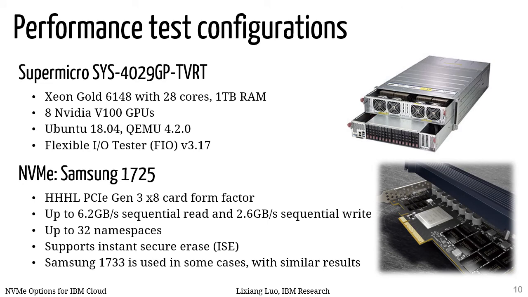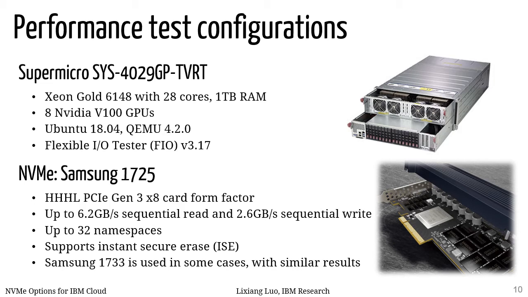So here is the performance test configuration. The server nodes we use are manufactured by Supermicro. It has a Xeon Gold 6148 with 28 cores and 1 terabyte memory. It has 8 V100 GPUs, and runs Ubuntu 18.04 and QEMU 4.2.0. The FIO version we use is 3.17. The NVMe hardware we use is Samsung 1725.